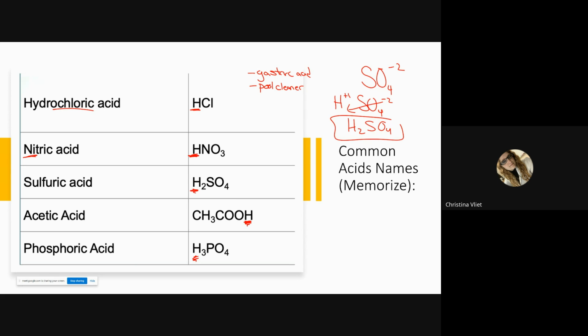If you had to memorize more, you'd have to memorize a whole set of rules. Remember how we had rules for covalent compounds and ionic compounds? There's a whole set of rules for acids as well. I don't teach it because you don't need it.